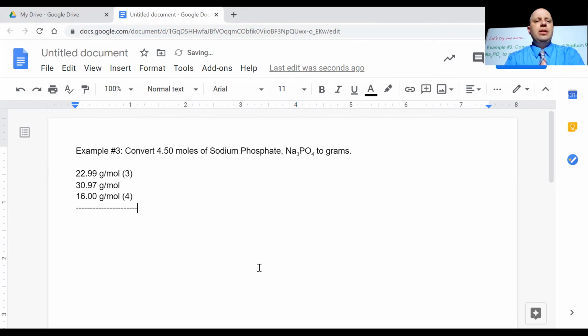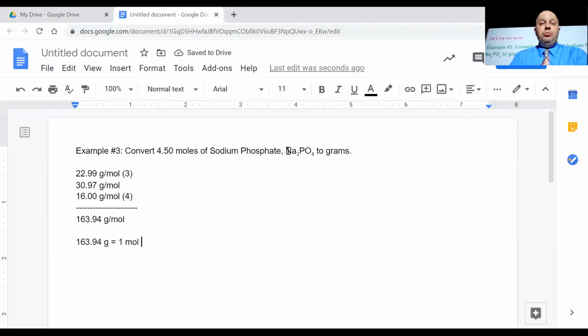I'm going to make a little line here to make it look like a nice, neat addition problem. And let's add those together. So we have 22.99 times 3 plus 30.97 plus 64 for the 4 oxygens. We get an answer of 163.94. The next part you don't have to write out, but I just wanted to remind you, we have 163.94 grams is equal to 1 mole of Na3PO4.